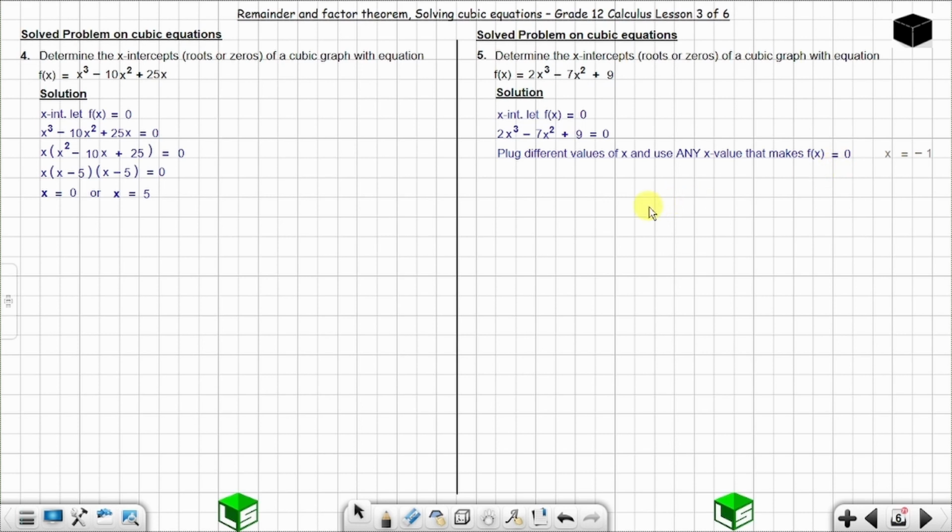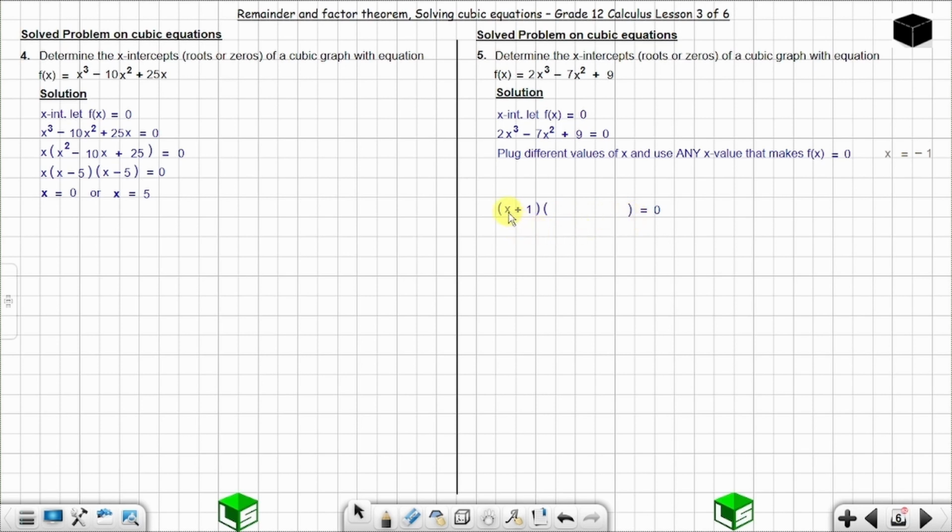So now we are going to have it like this. Remember, when you take it into the bracket, it's x + 1, because if you solve for this, you get x = −1. So this is the linear part. Now the quadratic part. Remember, a cubic equation can be factorized into a linear and a quadratic part. This is our linear part. Now let's get our quadratic part.